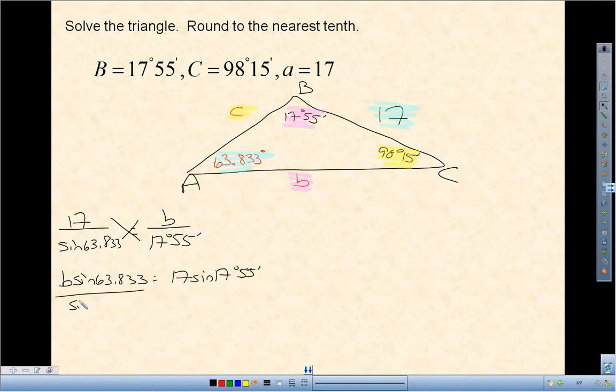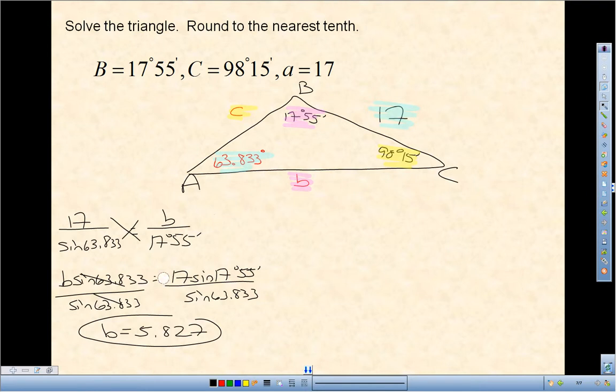And then divide by sine. And you'll be left with B is equal to 5.827. One thing I forgot to put right here was the sine in front of that. So let me go back and put it, sine of 17 degrees, 55 minutes.